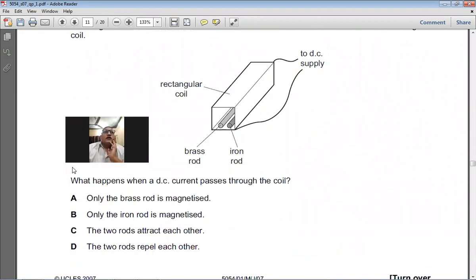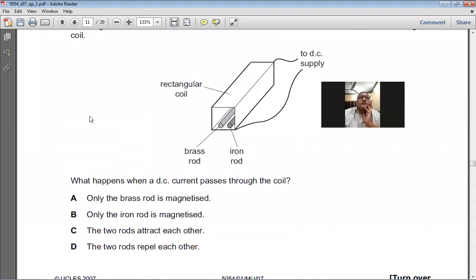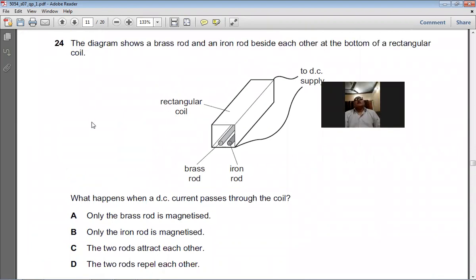Question number 24. The diagram shows a brass rod and an iron rod beside each other at the bottom of a rectangular coil. What happens when a DC current passes through the coil?